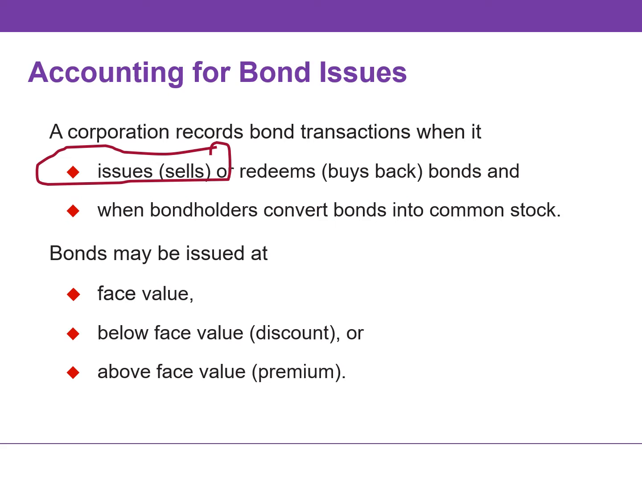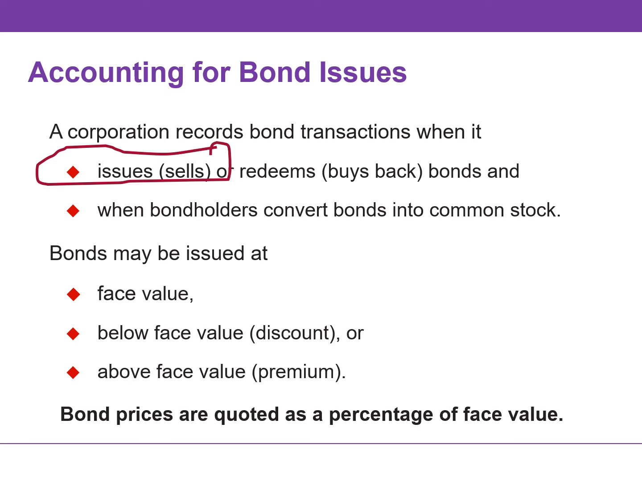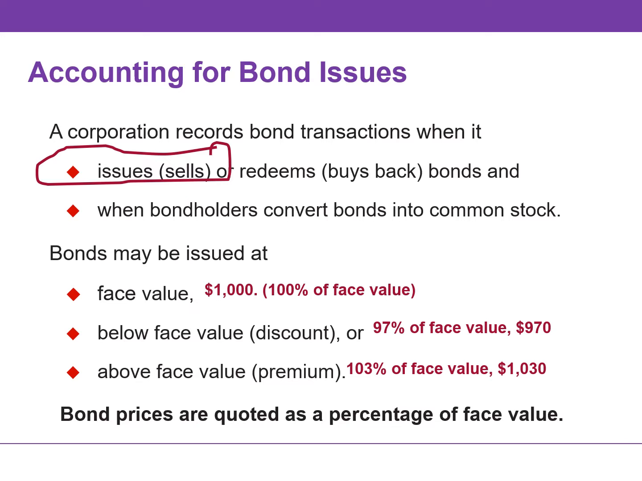Bonds may be issued at face value, below face value, which is a discount, or above face value, which is a premium. Bond prices are quoted as a percentage of the face value of the bond. Face value is usually $1,000. A $1,000 bond with a quoted price of 97 means that the selling price of the bond is 97% of its face value, or $970. A $1,000 bond with a quoted price of 103 means that the selling price is 103% of the face value, or $1,030.